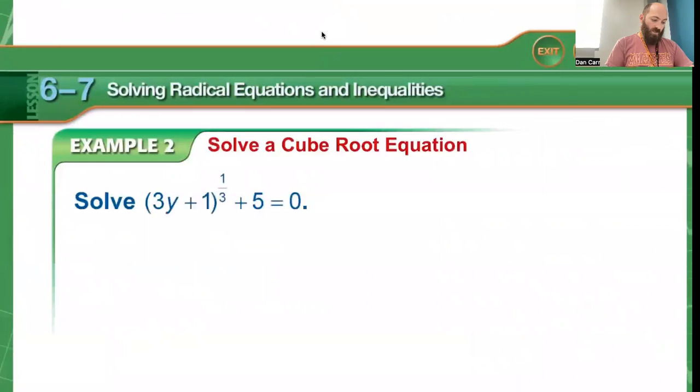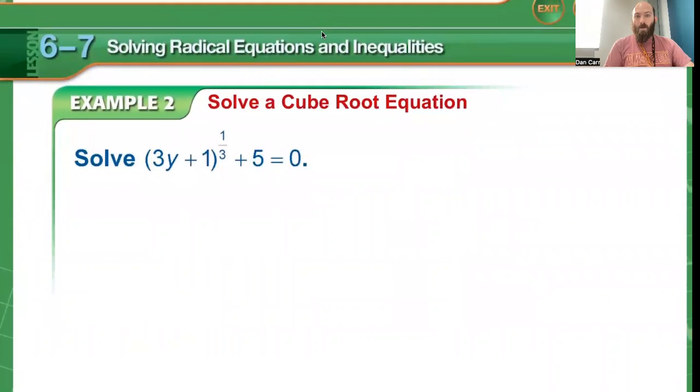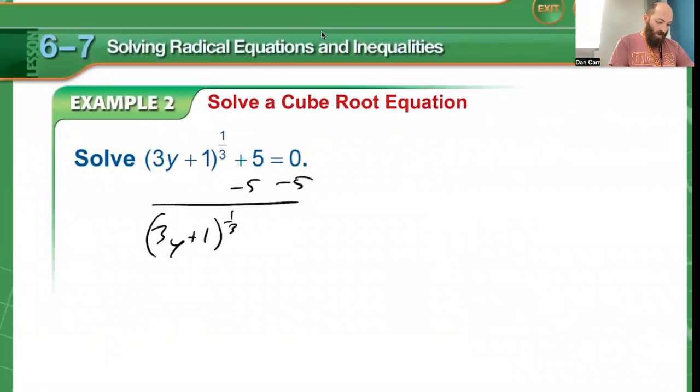So let's talk about this example. Okay. So here, it's a very similar process. We are going to try to get this isolated first. Remember, this is technically a radical. This is the cube root of something. So first thing I'm going to do is subtract 5 from both sides. So 3y plus 1 to the 1/3 power is equal to negative 5.